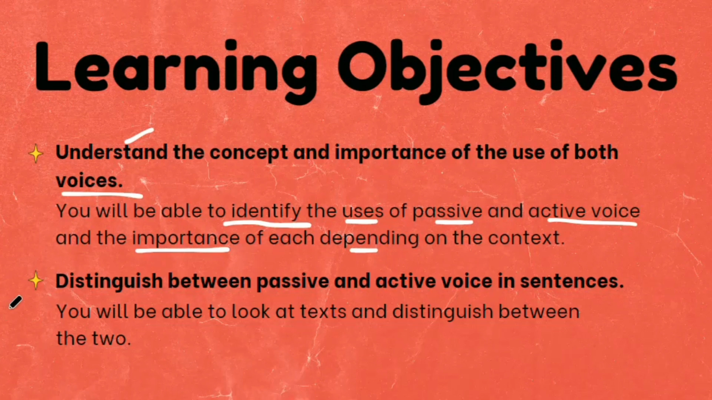The second learning objective is to distinguish between passive and active voice in sentences. It means that you will be able to look at text and distinguish between the two. So there's so much to learn in today's video. I hope you will be with me to the end.